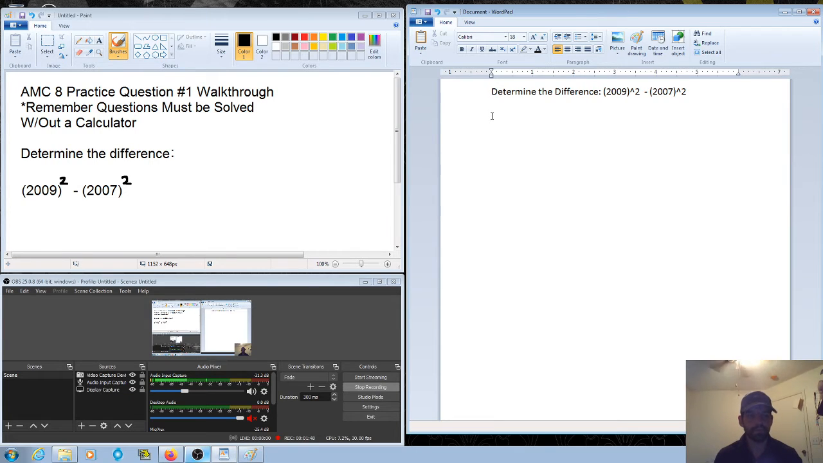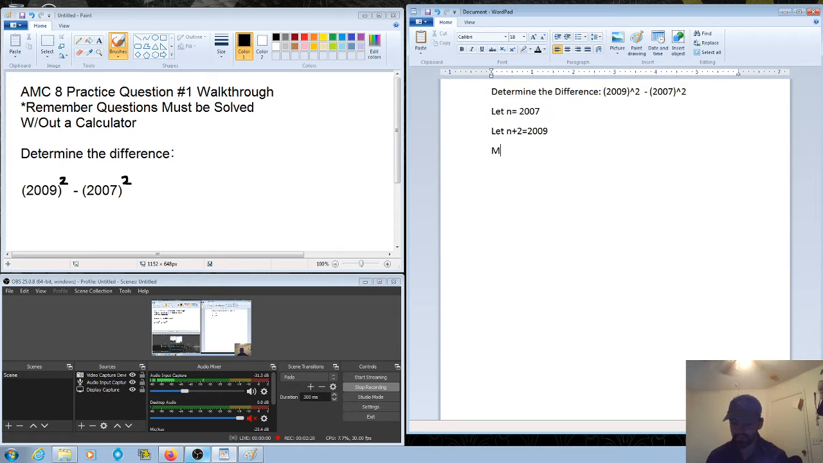Well, they're both odd numbers, and even more so, they're consecutive odd numbers. So I'm going to determine a variable to get things started here. I'm going to let n equal 2007. Now I need to figure out how 2009 is related to 2007. Well, it's a consecutive odd number, or we can simply say that it's 2 greater than 2007. So I'm going to let the expression n plus 2 equal 2009.